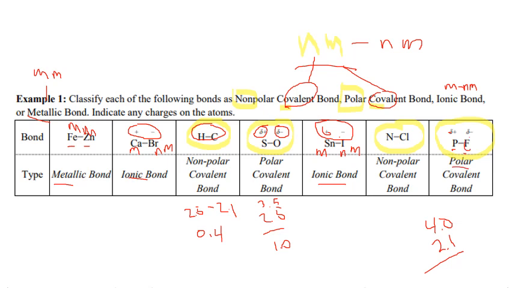So keep an eye out. If you see fluorine, there's a pretty good chance you're going to have a polar covalent bond. All right. Okay, so good deal. And that helps there.